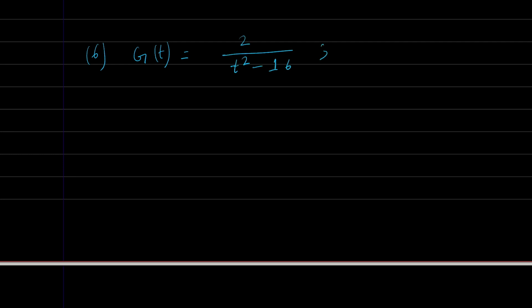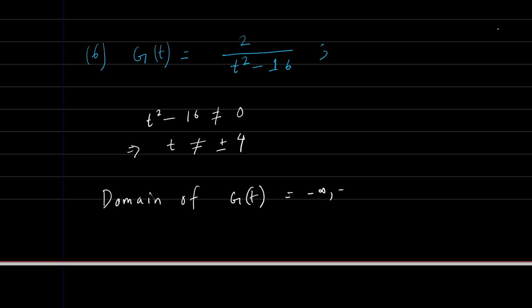So the denominator cannot be 0. t square minus 16 not equal to 0. So t cannot be plus or minus 4. So domain of g of t, or allowed values of t, is minus infinity to minus 4, we cannot take minus 4, union minus 4 to plus 4 union 4 to plus infinity.